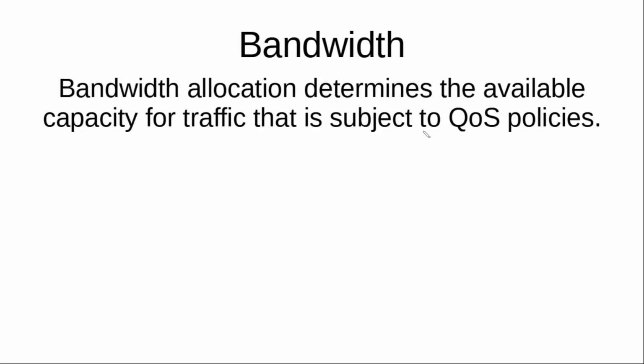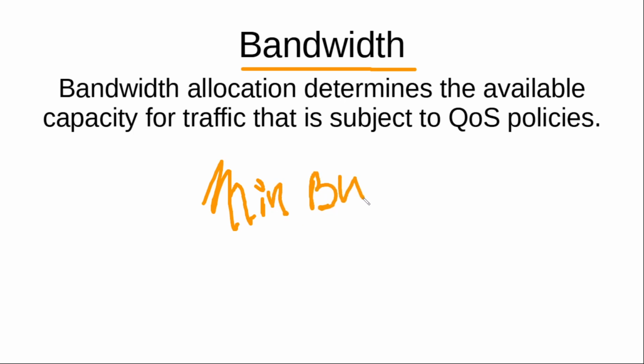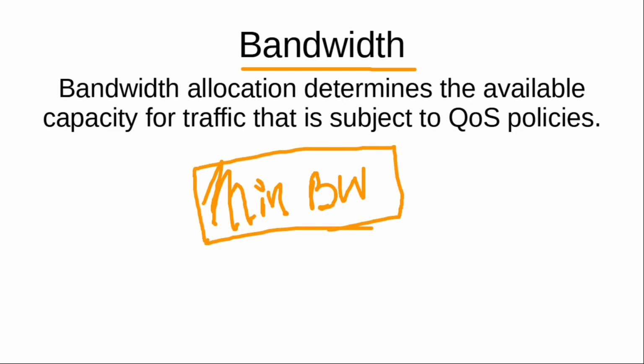Let's talk now about the bandwidth quality of service component. With the bandwidth component, we are going to assign or guarantee a minimum bandwidth to our classes. This bandwidth is guaranteed even if the interface where these classes are sending traffic becomes saturated. And let's explain why we are talking about minimum bandwidth guarantee.